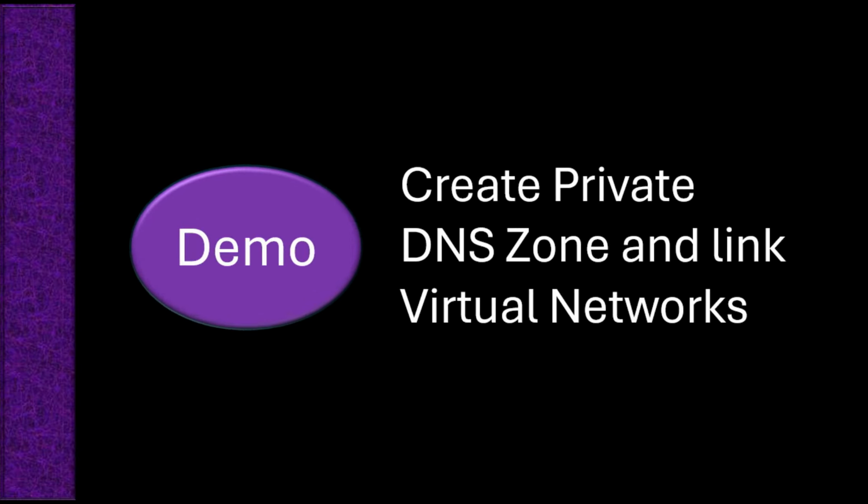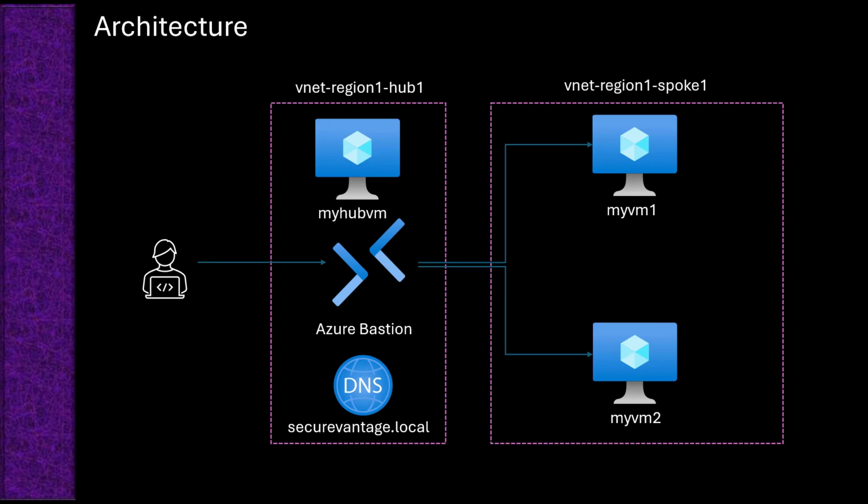In this video, we are going to create a private DNS zone and link virtual networks and then test the name resolution. Let's discuss the scenario. We are going to build on top of the last demo. In the previous demo, we had VMs deployed in two networks and we experienced the limitation of Azure provided DNS that two virtual networks cannot talk to each other using DNS names.